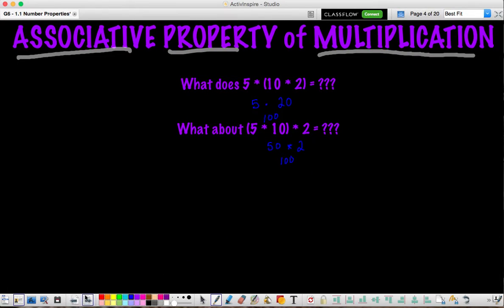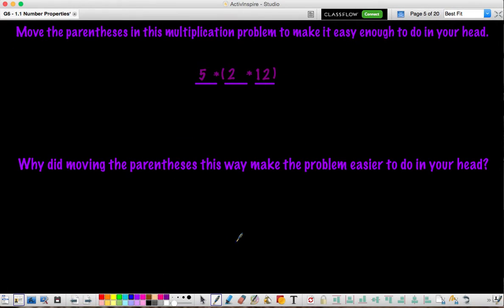All right, so if we move along here, it's the same idea. If I look at this problem, I have 5 times the quantity 2 times 12. So if you'd like, I'd like you to take a second and pause and see where you would shift these parentheses to make it easier to do in your head.